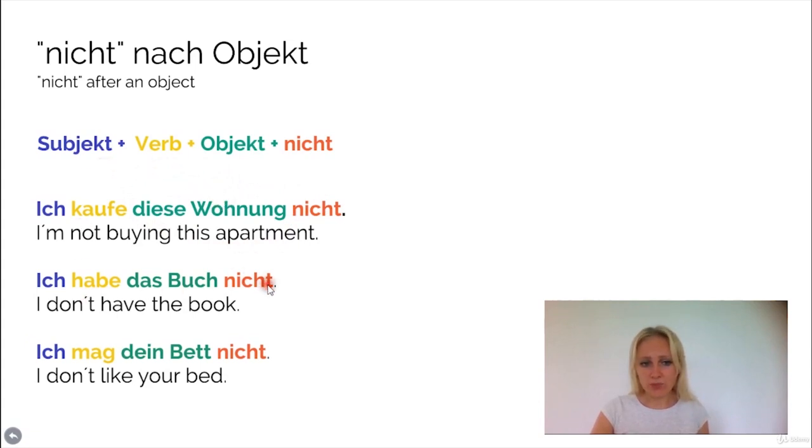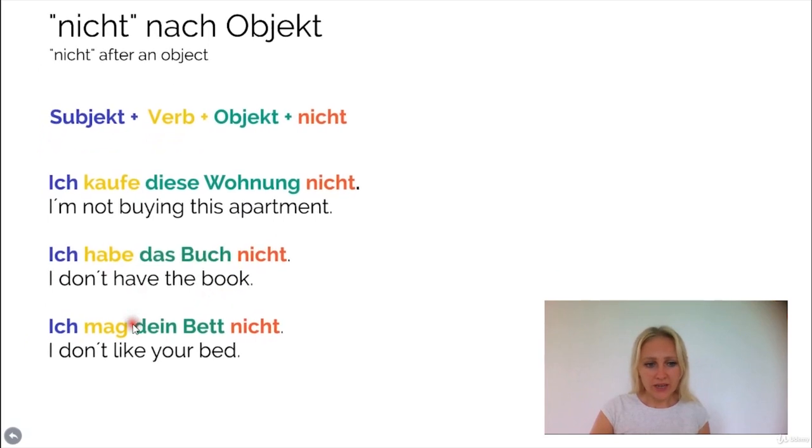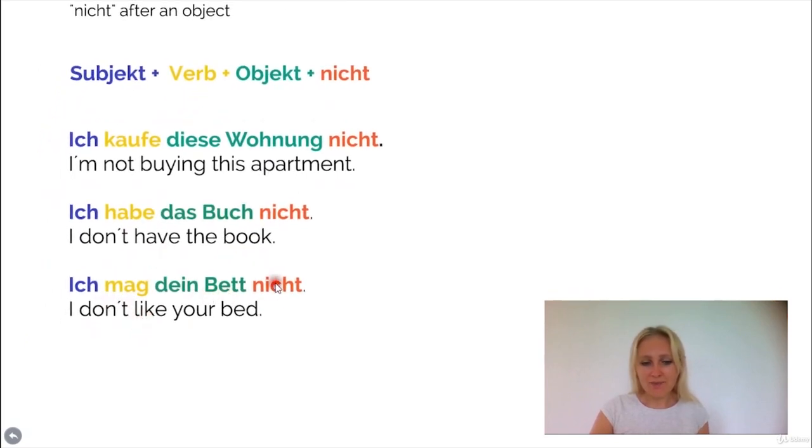Ich habe das Buch nicht. I don't have the book. Again, we're not negating the book by itself. We're just negating that we have it. Right? So ich habe das Buch nicht. Or here, ich mag dein Bett nicht. I don't like your bed. Okay, so we're not saying this is not a bed, which would be this is kein Bett, but we're negating the fact that we like it. We don't like it. Ich mag dein Bett nicht.